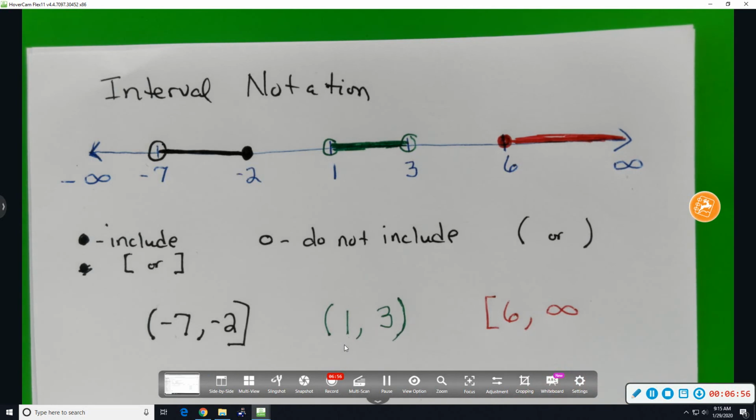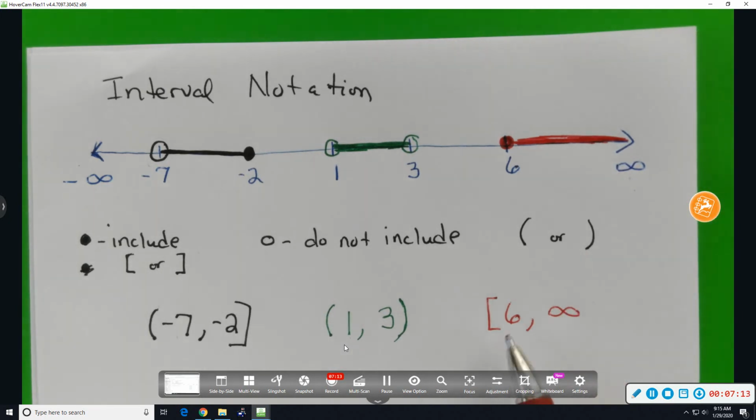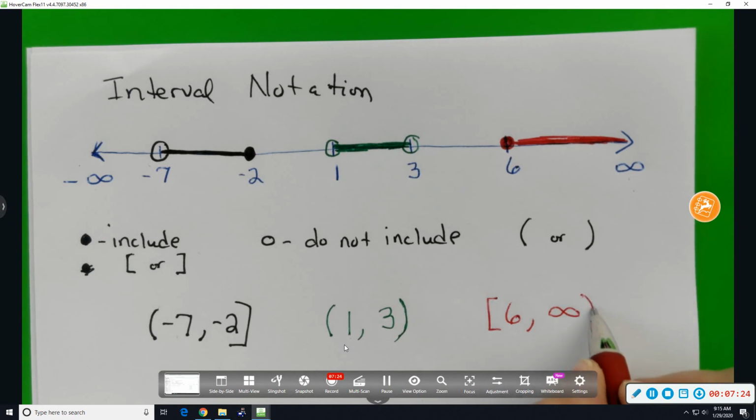Now, let's think. For an infinity, what should we put? Open or closed circle? Well, it involves the use of this word include. This infinity is just the same thing as that arrow. It wouldn't make sense to talk about numbers between 6 and infinity, including 6 and including that arrow. In general, you'll always put parentheses by infinity symbols.